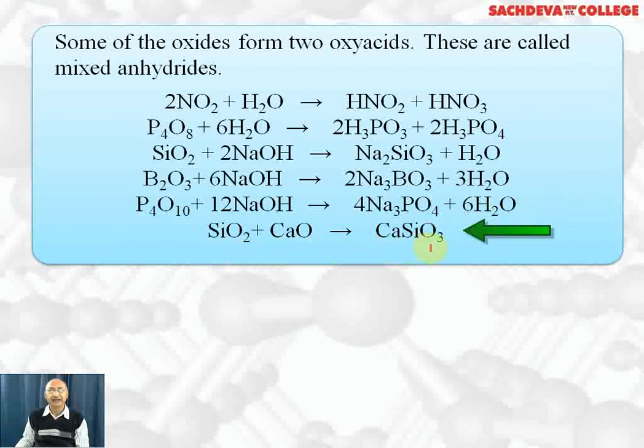Calcium silicate is a slag which is formed in the extraction of iron. It floats over iron, prevents oxidation of iron, and can be easily removed.